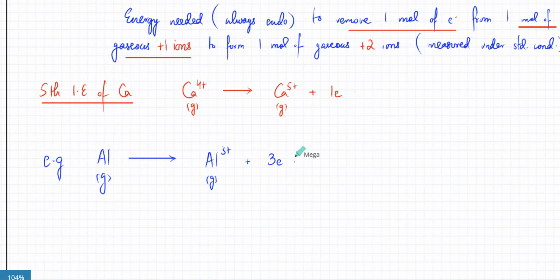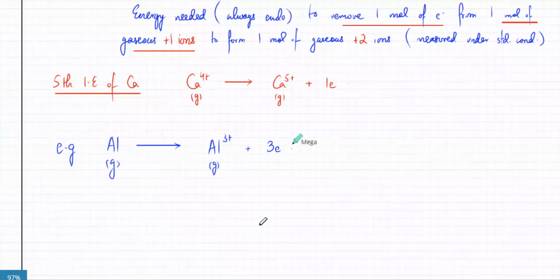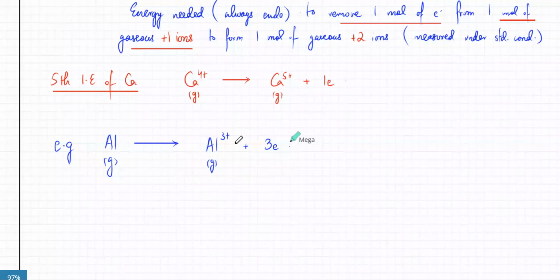One thing you have to remember is the way you can figure this out: if it's the second one, the ion that is going to be formed is going to be 2+. If it's the fifth one, the ion that's going to be formed is going to be 5+. So what ion is getting formed here? 3+. Now remember one thing, this is just a trick question.